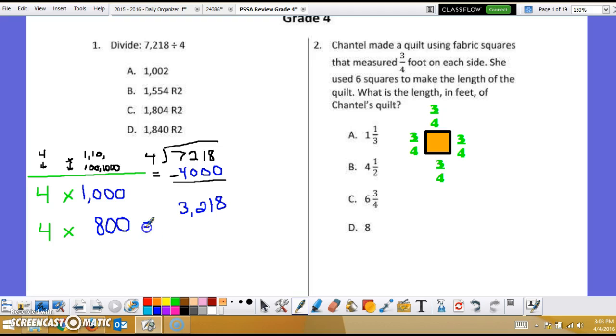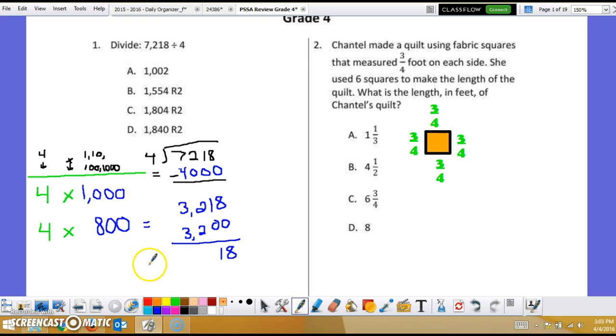So when I multiply 4 times 800, I can use a quick shortcut with this one. I take my zeros and I put them right into my answer. And then I just do 4 times 8, which is 32. And now I'm ready for my subtraction. 8 minus 0 is 8. 1 minus 0 is 1. 2 minus 2 is 0. 3 minus 3 is 0. That leaves me with 18.